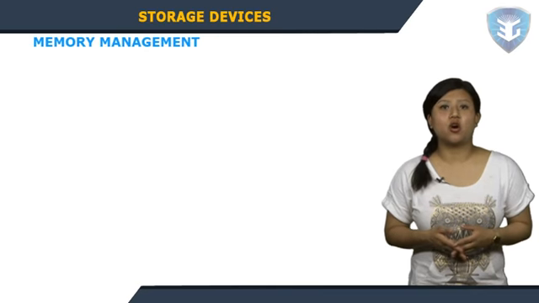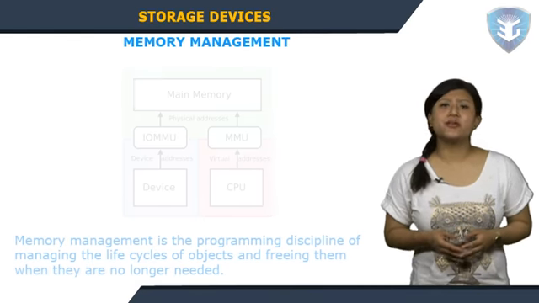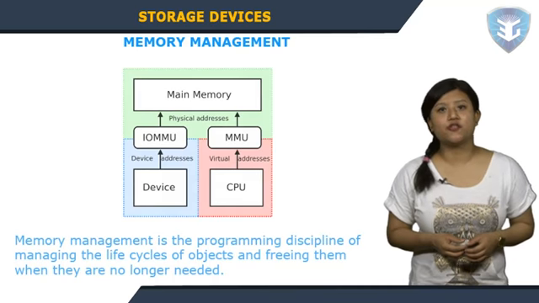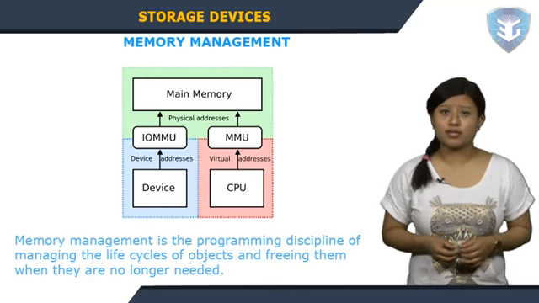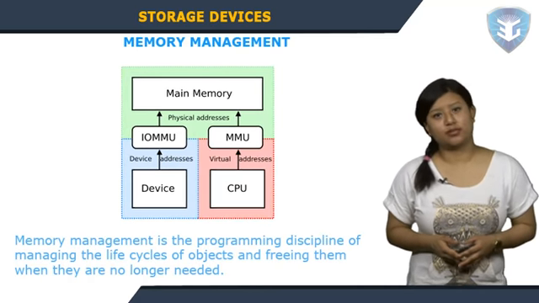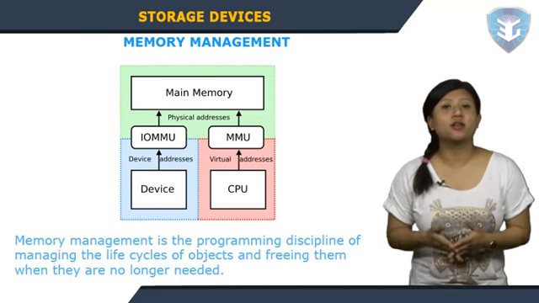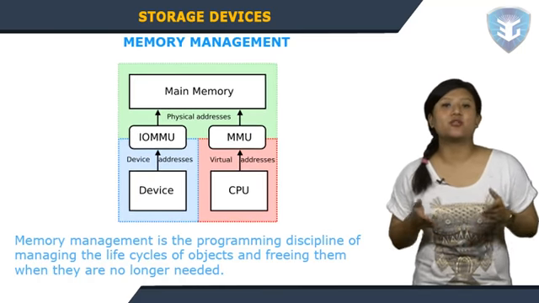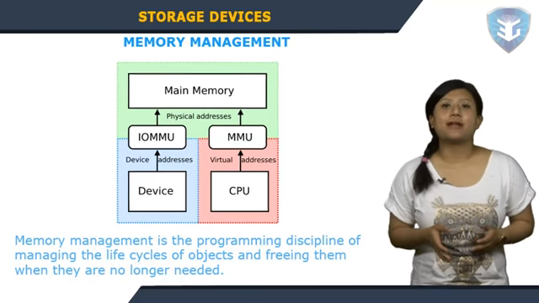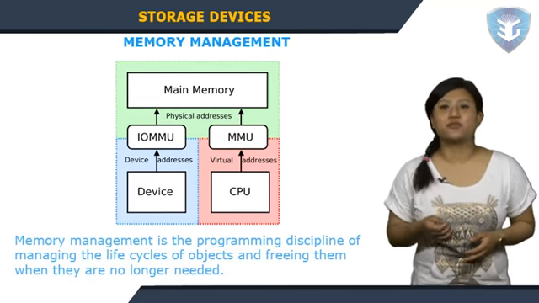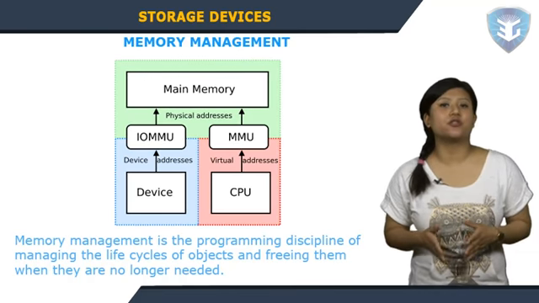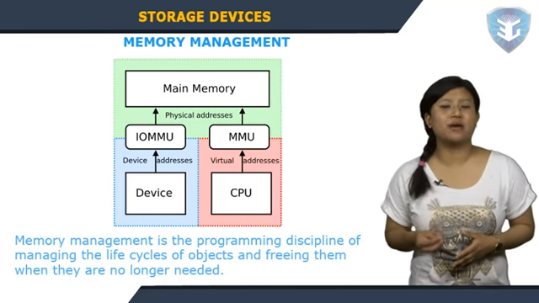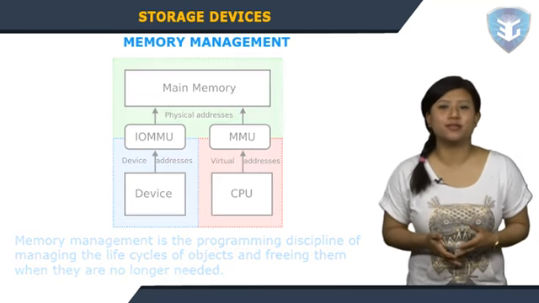Let's now take a look at memory management. Memory management is the programming discipline of managing the life cycles of objects and freeing them when they are no longer needed. Memory management in a Cocoa application that does not use garbage collection is based on a reference counting model. Managing object memory is a matter of performance. If an application does not free unneeded objects, its memory footprint grows and performance suffers.